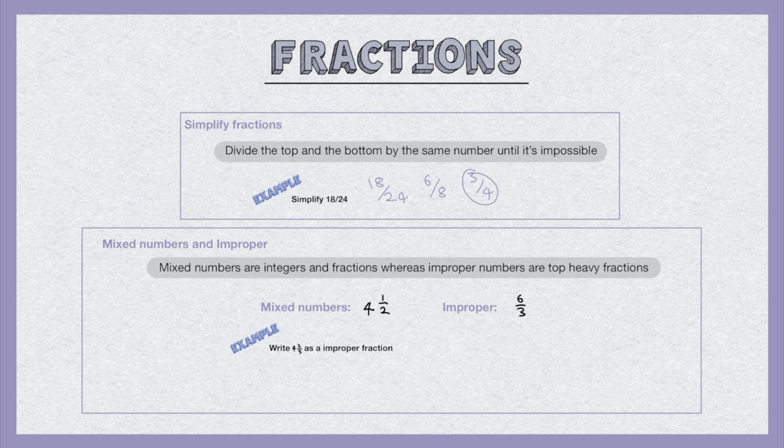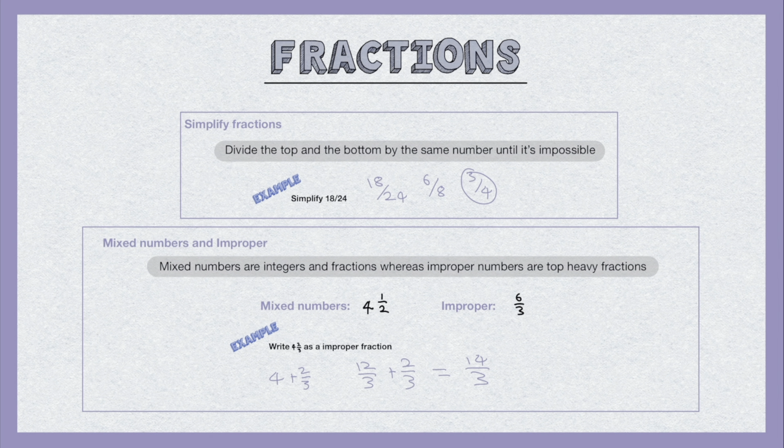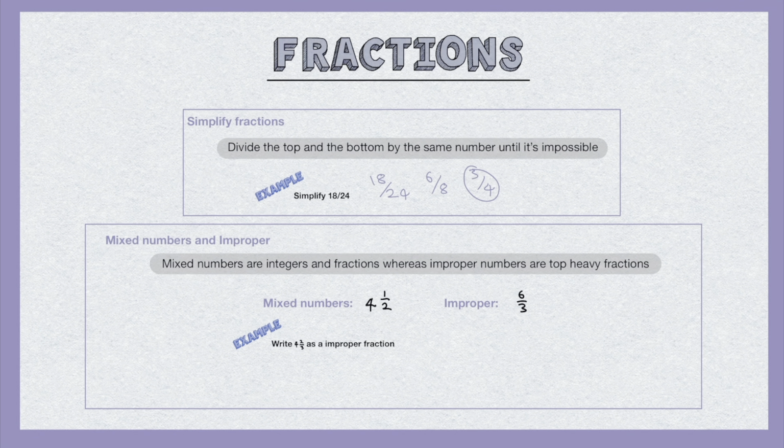So now let's talk about mixed numbers and improper fractions. A mixed number is an integer and a fraction, whereas an improper fraction is a top-heavy fraction. Below we can see that mixed numbers are written as an integer and a fraction, whereas improper fractions are top-heavy, meaning that the numerator is larger than the denominator.